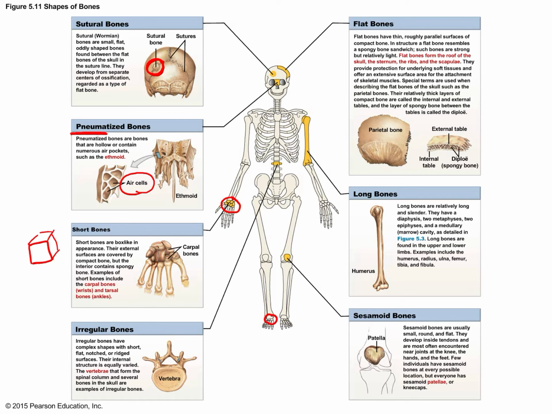Flat bones are flat. They don't have to be straight flat. They can be curved to them. So the bones of your cranium are flat bones. Your ribs are flat bones. You can see I made red the different flat bones you have. The roof of your skull, the sternum, the ribs, the scapula.